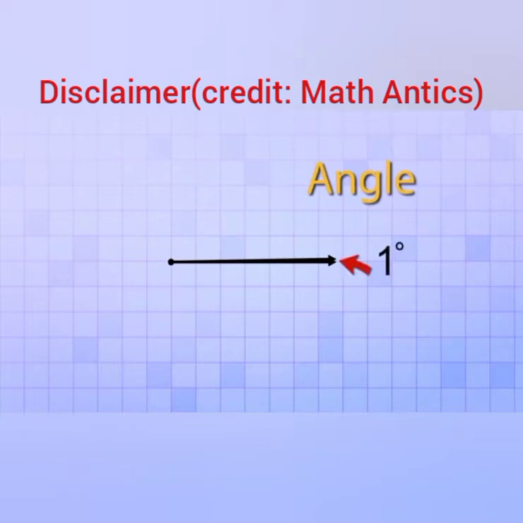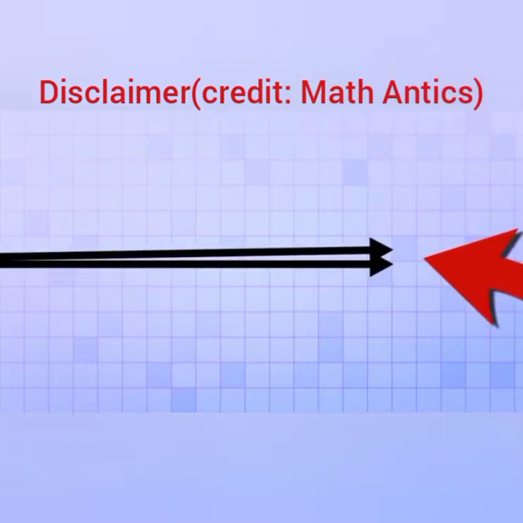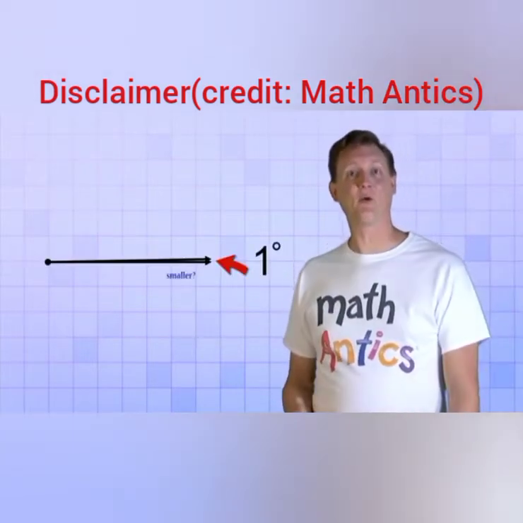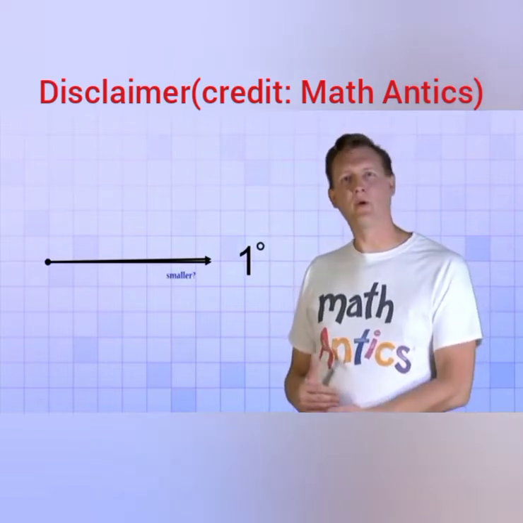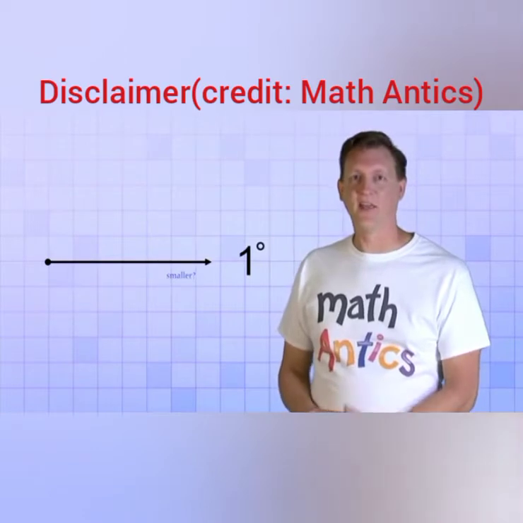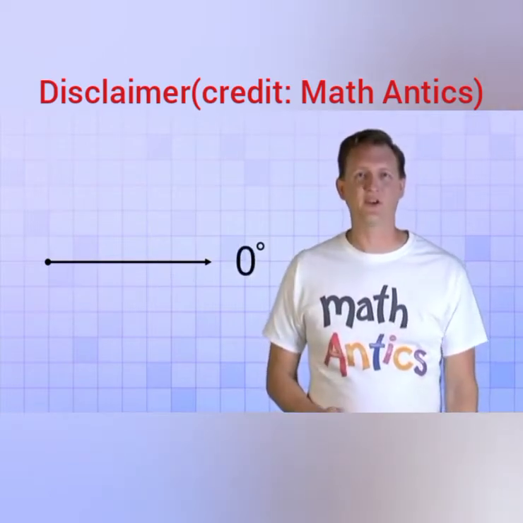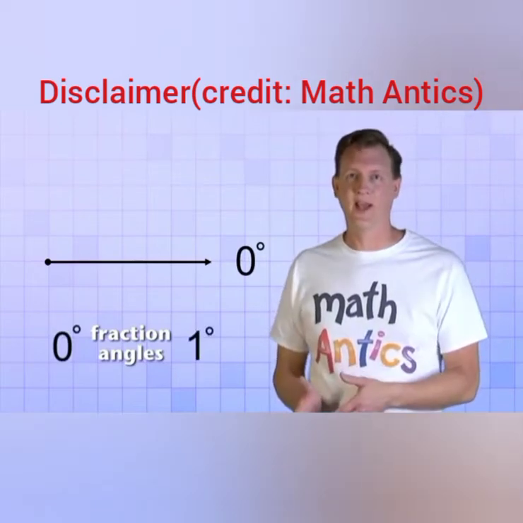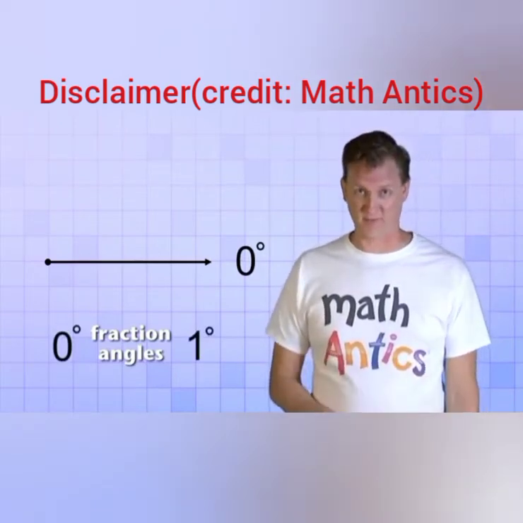And as you can see, 1 degree is a really small angle. We need to zoom in on it to see that it really is an angle. In fact, you might wonder if there could be any angles smaller than 1 degree. Yep, there sure are. And we saw one just a second ago. Before we rotated our top ray, when our rays were exactly on top of each other, that was a 0 degree angle. And there's a whole range of tiny fraction angles in between 0 and 1 degree. But we aren't going to learn about them in this video.